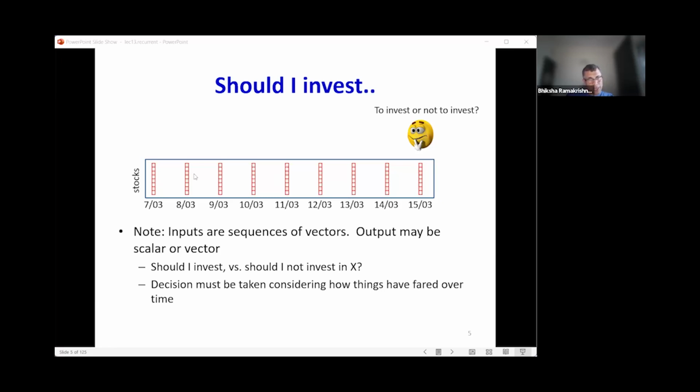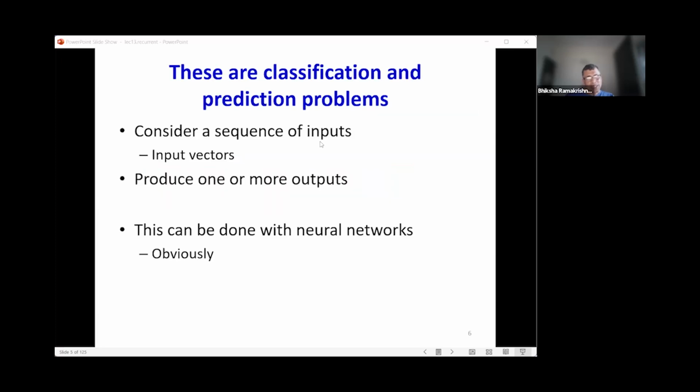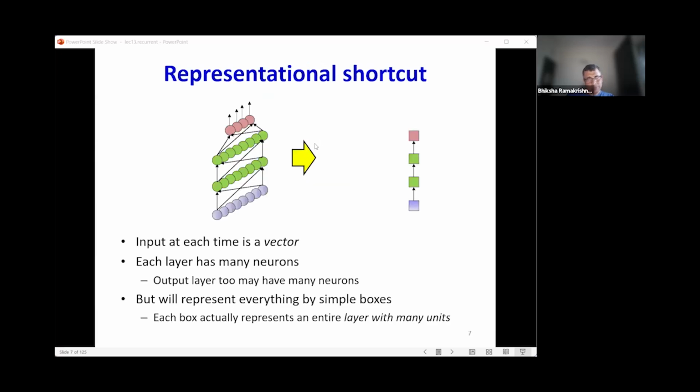And in the case of the stock market, you would be taking that decision every single day. So on each day, you'd analyze everything that had happened until then to make your predictions for that day. So these are classification and prediction problems, where you consider a sequence of inputs, input vectors, and produce one or more outputs. And obviously, this can be done using neural networks.